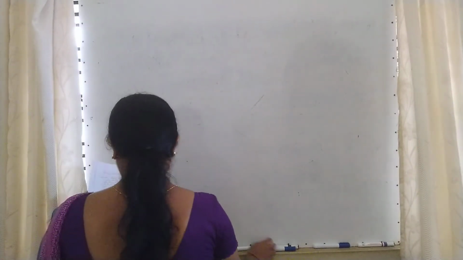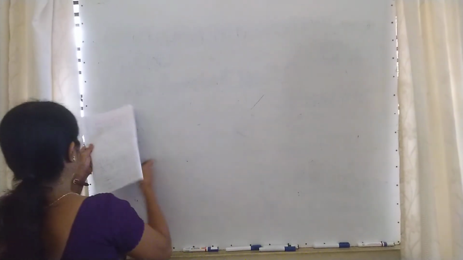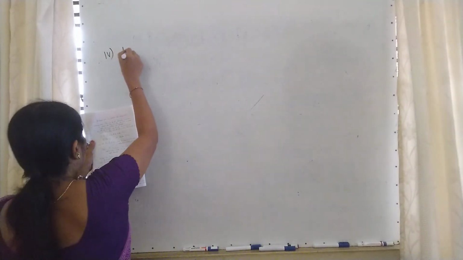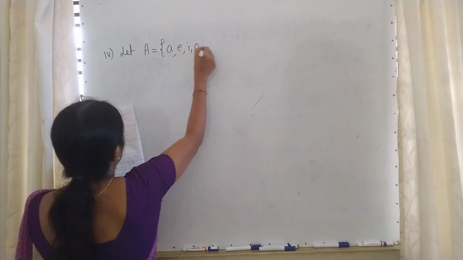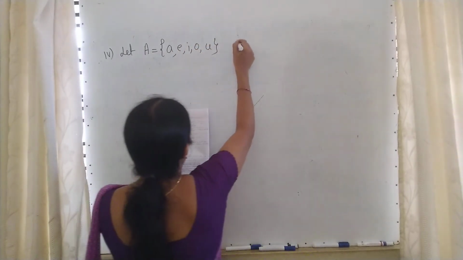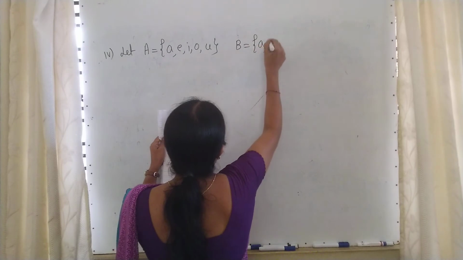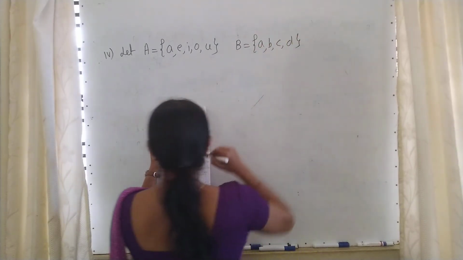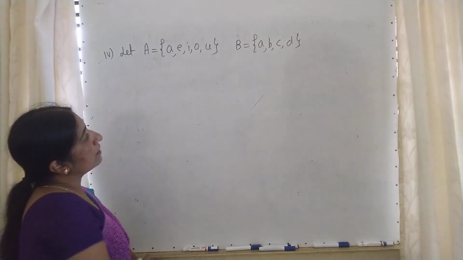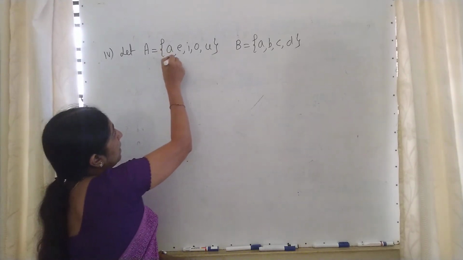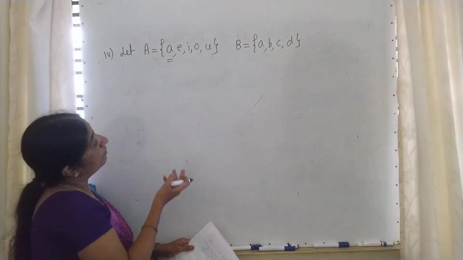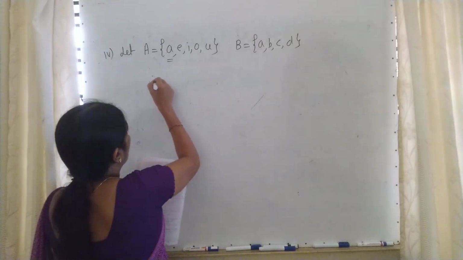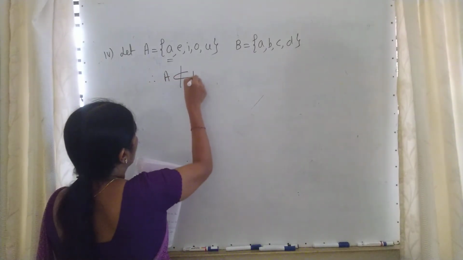Fourth question. Let A is equal to {a, e, i, o, u}, the vowels, and B is equal to {a, b, c, d}. Then see, is A a subset of B? Here compare. A is there, here we have e. E is not there. One element is enough. So e is present in A but not in B. Therefore, A is not a subset of B.